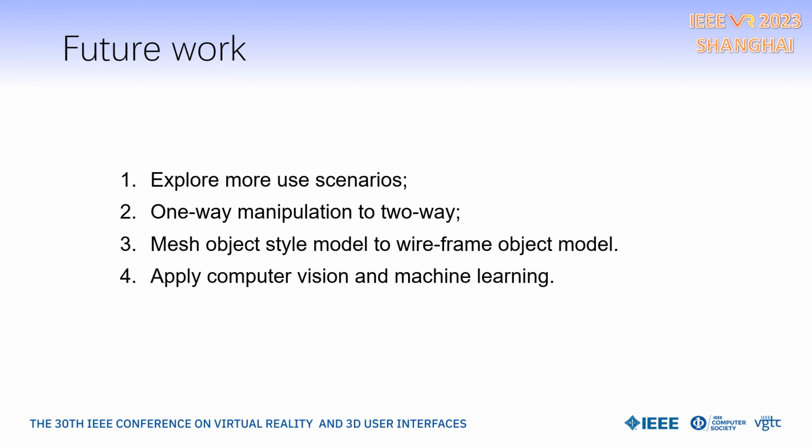We will also try to change the virtual replicas from the solid mesh style object model to the wireframe style object model. Furthermore, we plan to apply computer vision to do the site alignment between the live point cloud models and the reconstructed static models. And we'd like to apply machine learning techniques to do the foreground manipulable object segmentation for our system.